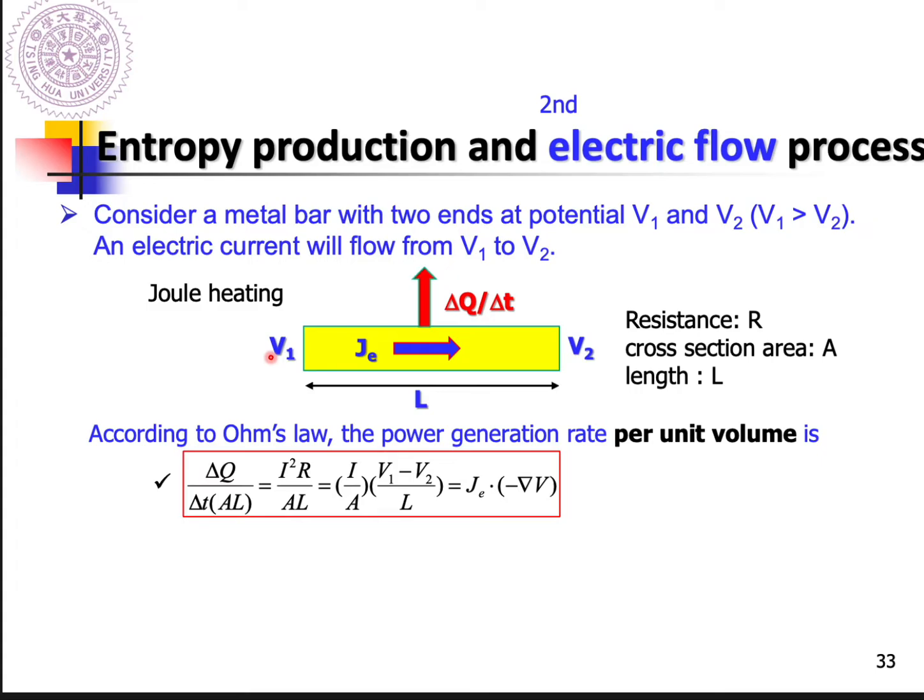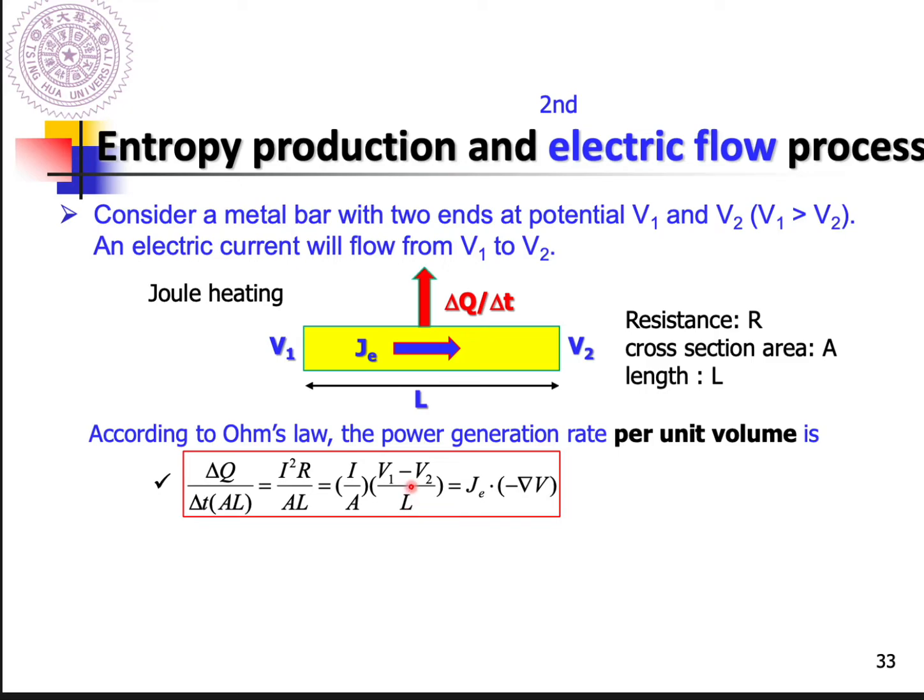Right? Okay, so the gradient here will be V2 minus V1. Anyway, IR will be, the delta V is V1 minus V2, and divided by L, because we put A here, L here. So I over A is the current divided by area, which is what we call the current density here. And V1 minus V2 over L can be considered the gradient of electrical potential.